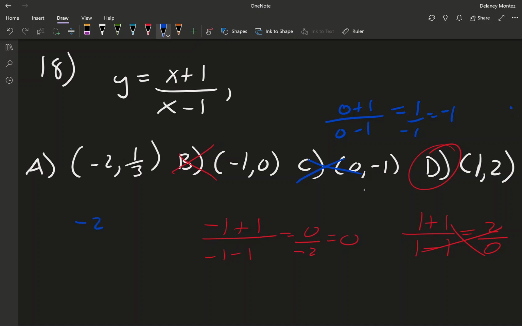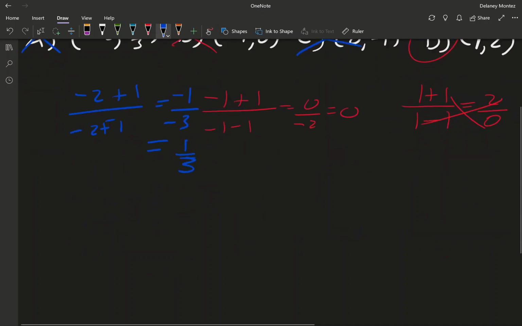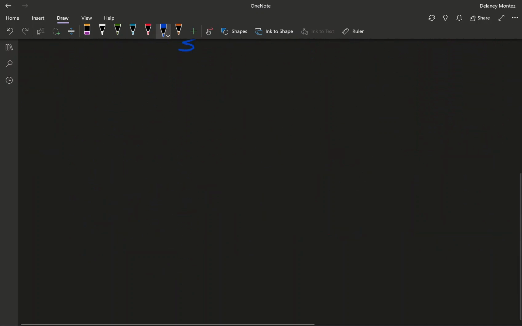So we'll do (-2 plus 1) over (-2 minus 1). This gives us -1 on top and -3 on the bottom, or 1/3. So that is actually on the graph too. So that's how we do 18, and that's simple enough. Let's look at 19.